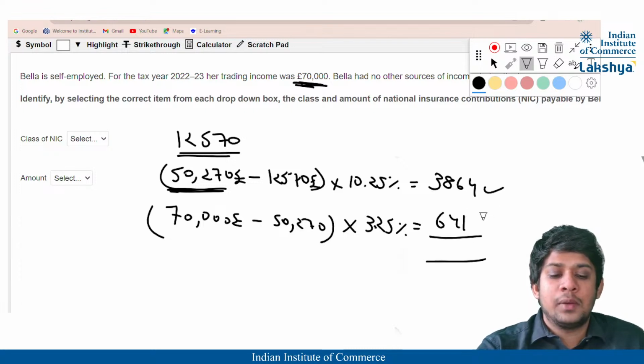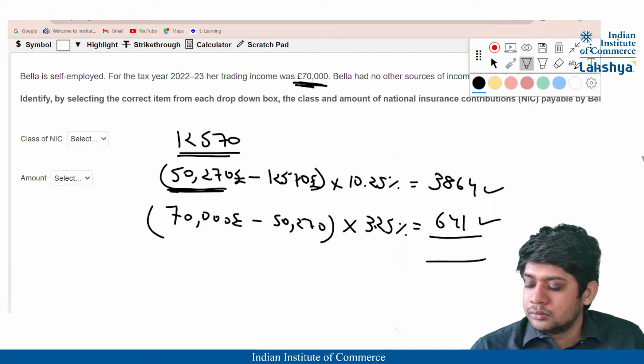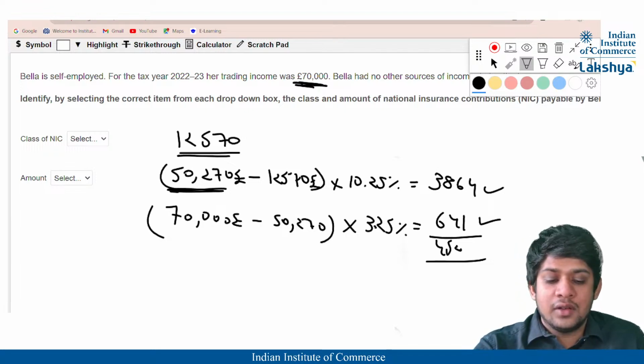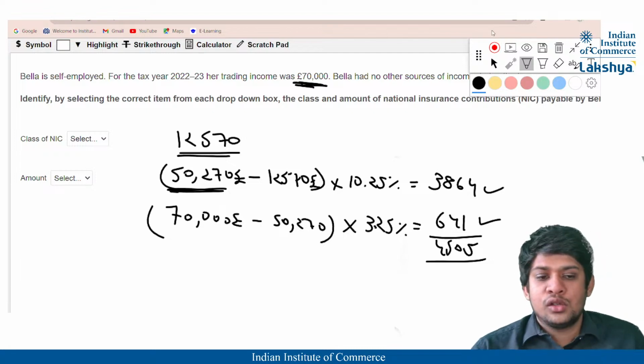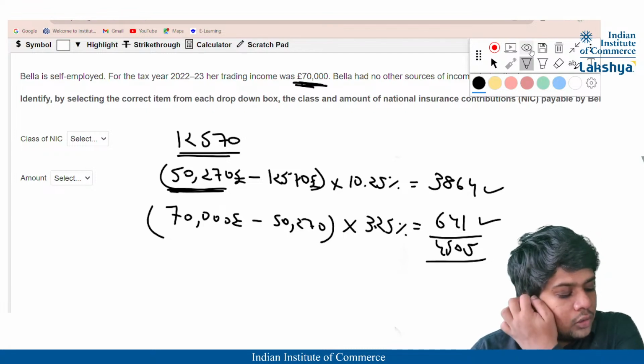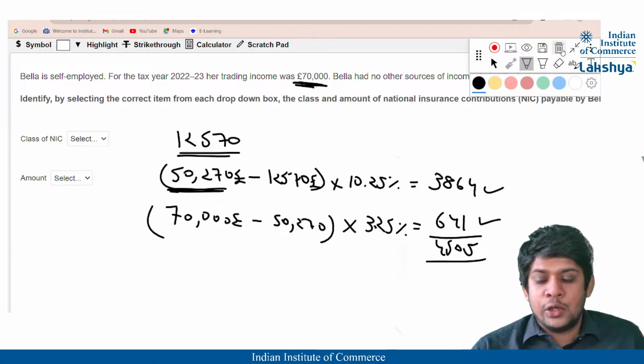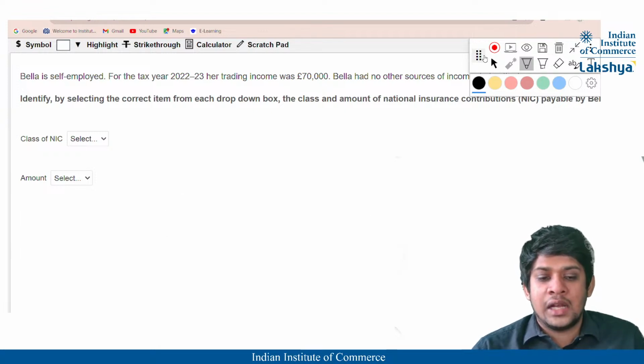So 3864 plus 641, that will give her 4505, right? So 4505 is going to be the amount, guys. I hope it is clear to you what will be the value of class 4 NIC payable.